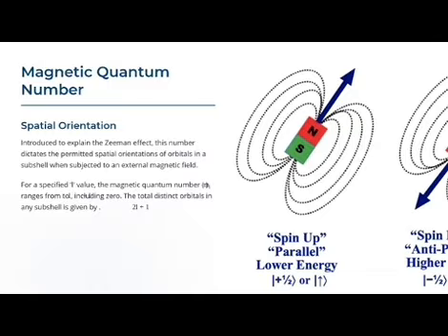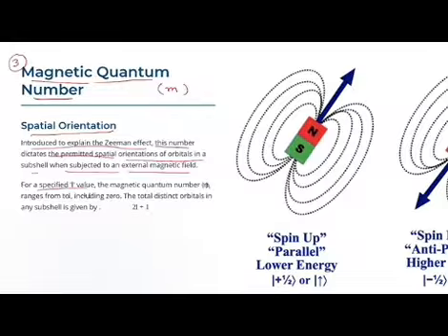That is the magnetic quantum number. This is our third quantum number, the magnetic quantum number. Now this magnetic quantum number is denoted by m generally. It indicates the spatial orientation of the electron. Introduced to explain the Zeeman effect, this number dictates the permitted spatial orientations of orbitals in a subshell when subjected to an external magnetic field.